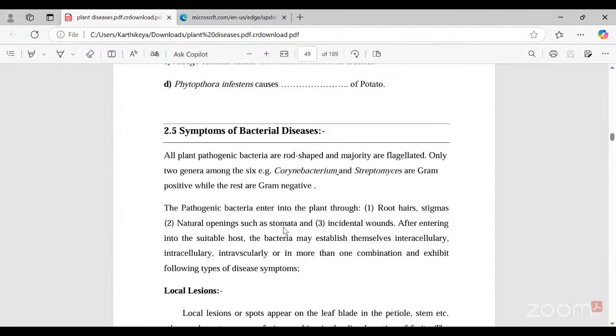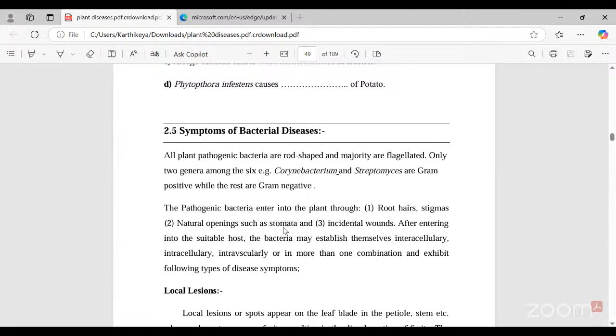Next one, bacteria. We have completed the fungal disease symptoms. Coming to the bacterial symptoms. All plant pathogenic bacteria are rod-shaped. The majority are flagellated. Only two genera among the six, Corynebacterium and Streptomyces, are gram-positive, while the rest are gram-negative.